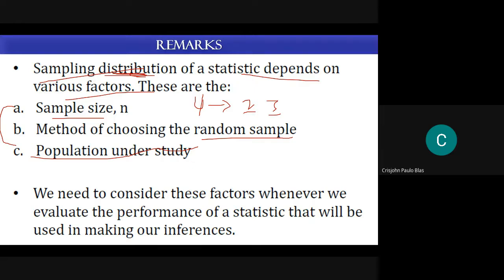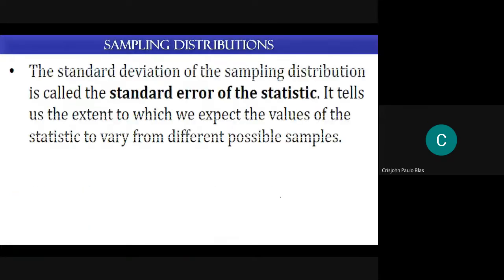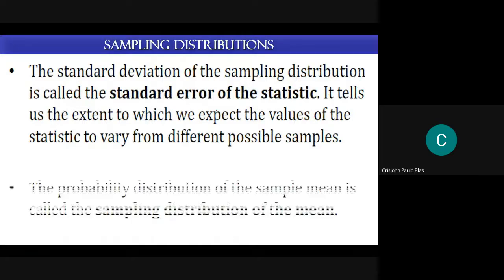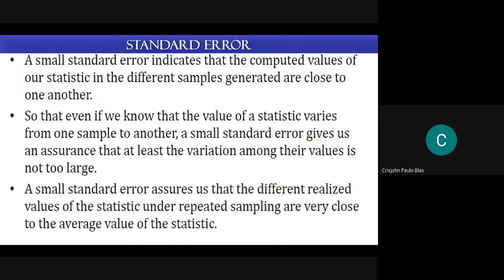So we need to consider these factors whenever we evaluate the performance of a statistic that will be used in making inferences or judgments of our computation. Ayun po. So next, standard deviation of the sampling distribution is called, ito, naulit lang to. So there's no need to repeat it. Ito, if we have a small standard error, it indicates that the computed values of our statistic in different samples generated are close to one another, and close to our mean.